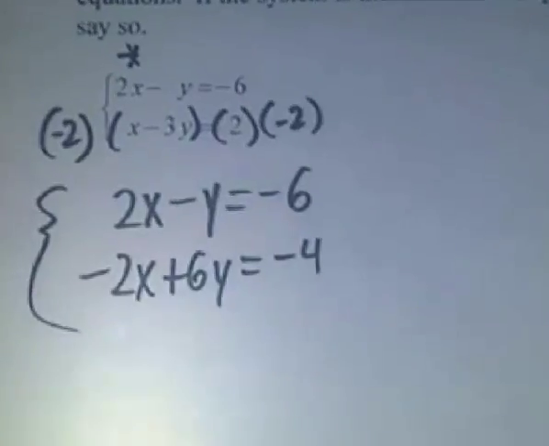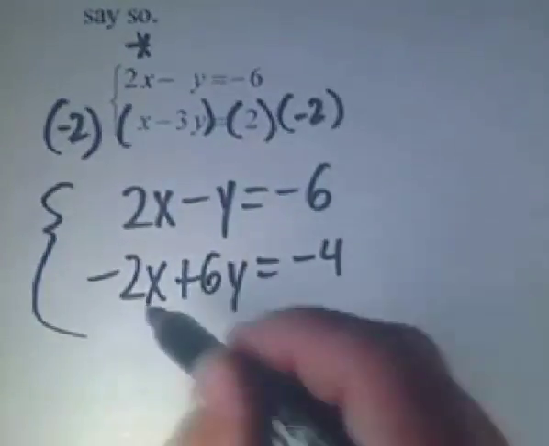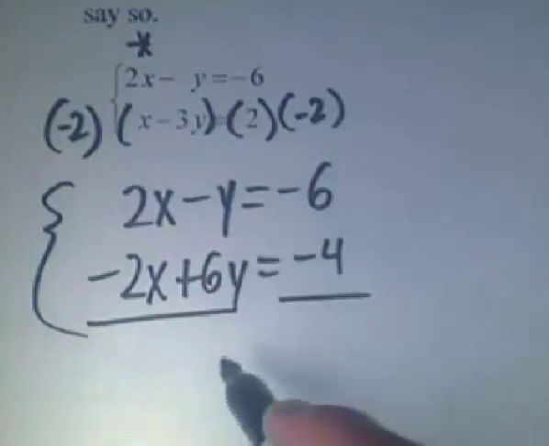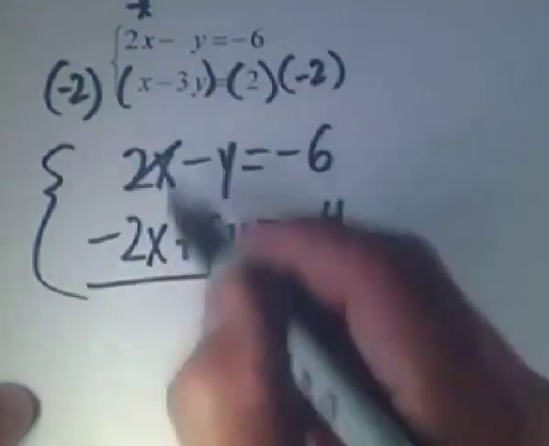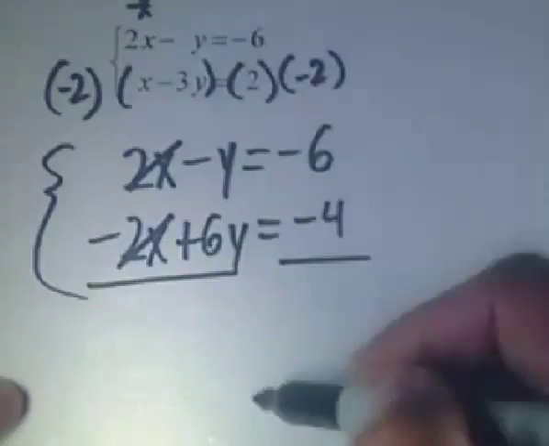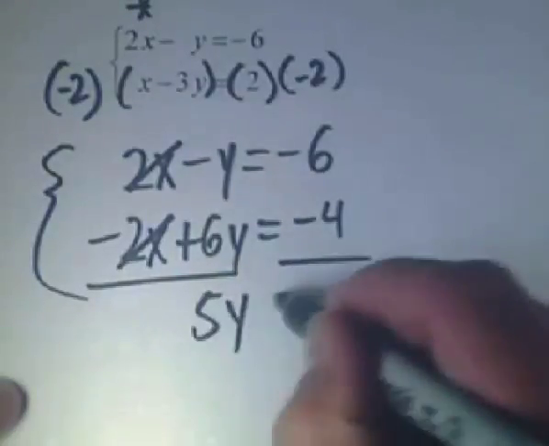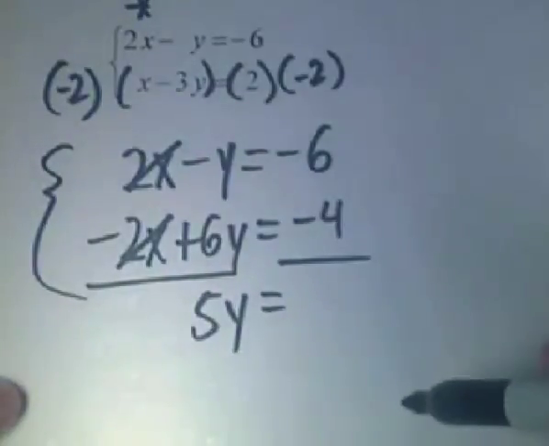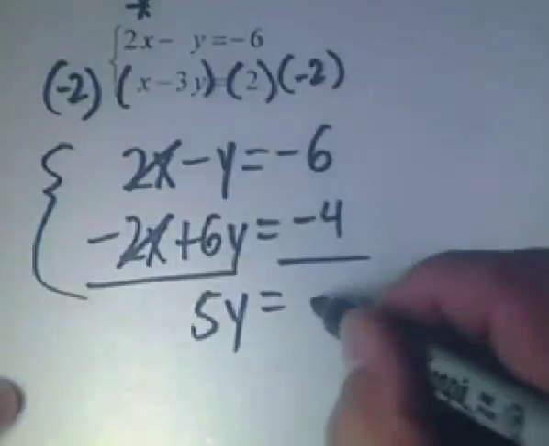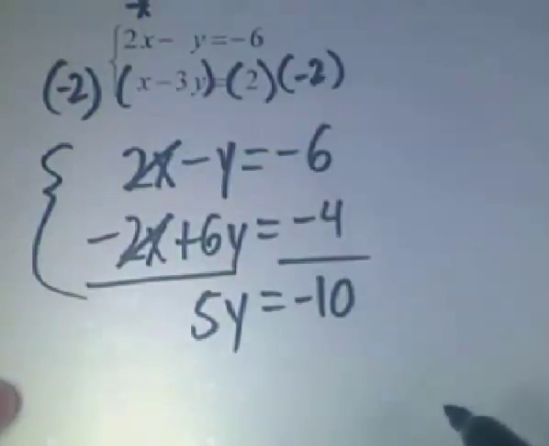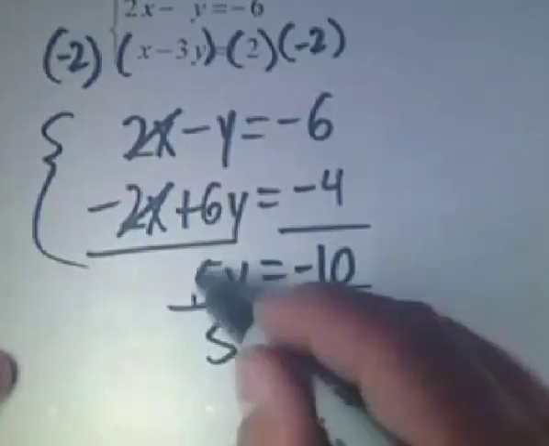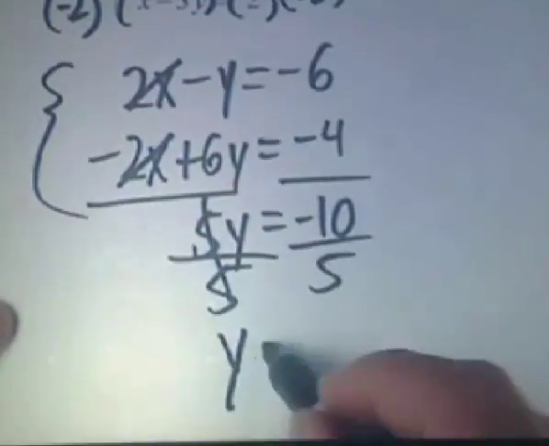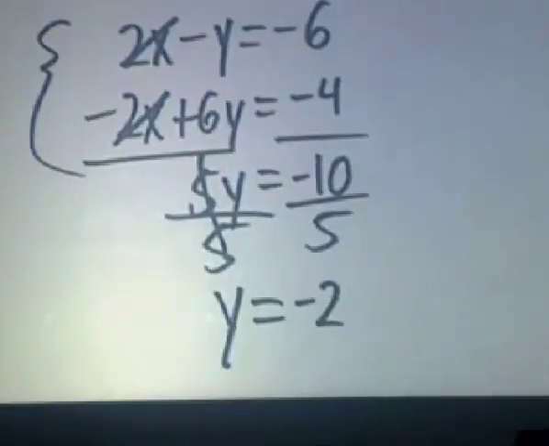So there's our system. Now, the idea of eliminating is, once we add down the columns, notice what happens to the x terms. The 2x and the negative 2x cancel out. We'll add down the y's. We get 5y is equal to, adding down the constants, negative 6 minus 4 will yield negative 10. Solve for y completely. Divide both sides by 5. So part of our solution says that y is equal to negative 2.